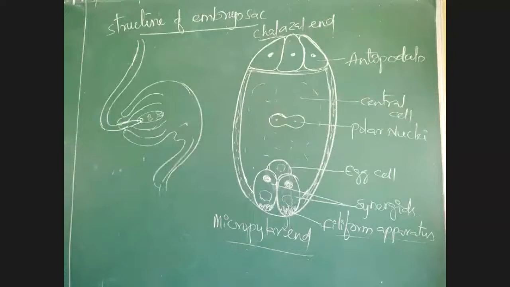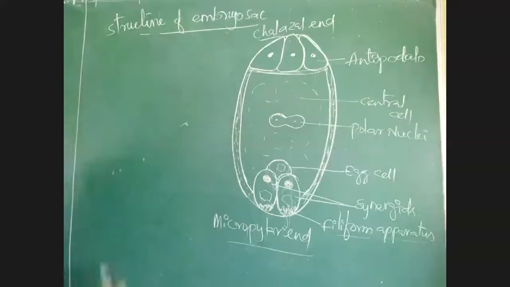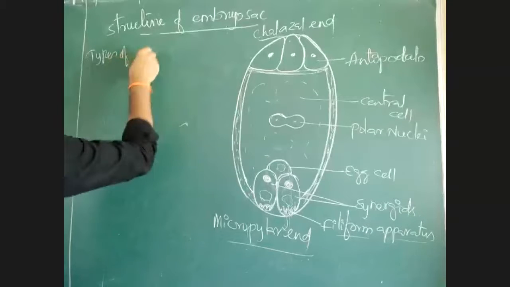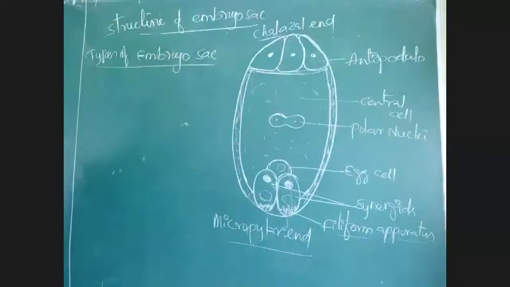Next point. Antipodals are the smallest vegetative cells of the embryo sac, and they degenerate before or after fertilization.